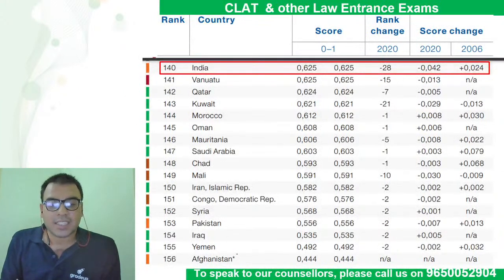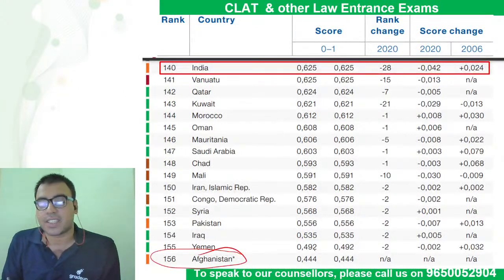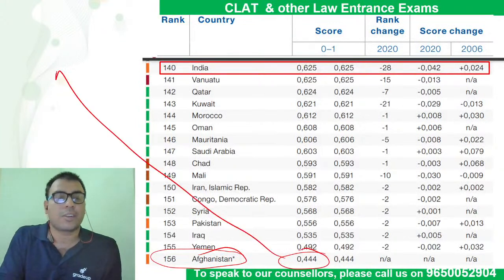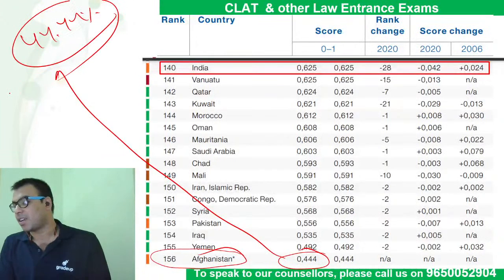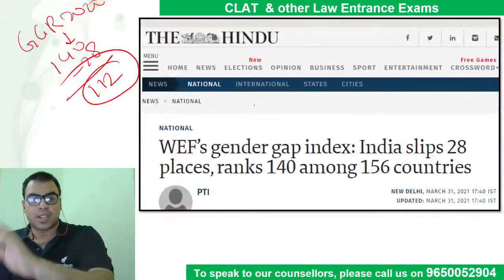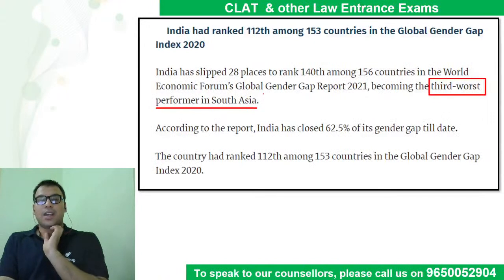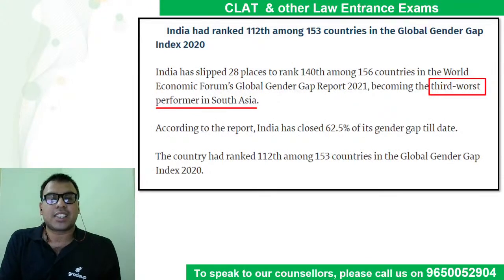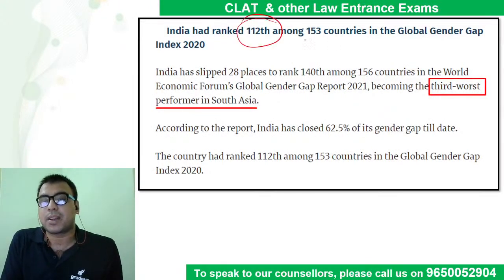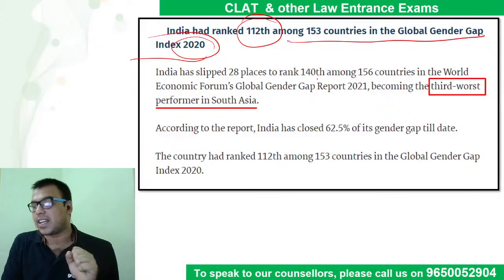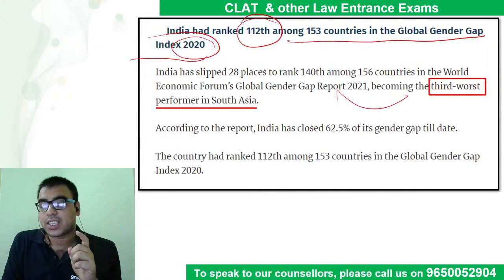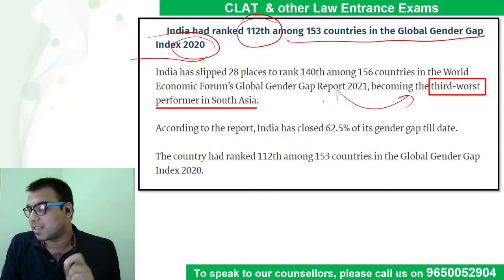So the last rank, somebody asked me, the last rank is 156, Afghanistan, and the score is 0.44. It means 44.4% is the score. It means less than half only. Okay. Now you can see here the same article. India had ranked 112th among 153 countries in the Global Gender Gap Index 2020. So we have already discussed that previously India's rank was 112. And this report also says that India is the third worst performer as far as South Asia is concerned.